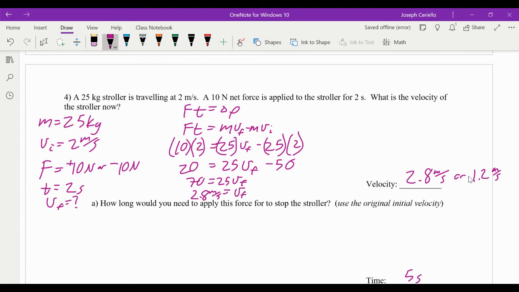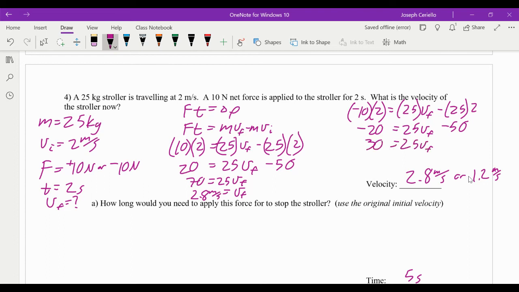Now, if I did it the other way, I'm just going to do it a little bit differently. I would have had negative 10 times 2 equals 25 V final minus 25 times 2. Now this force is going to be slowing it down. So we get negative 20 equals 25 V final minus 50. This comes out to be 30 equals 25 V final. V final comes out to be 1.2 meters per second.